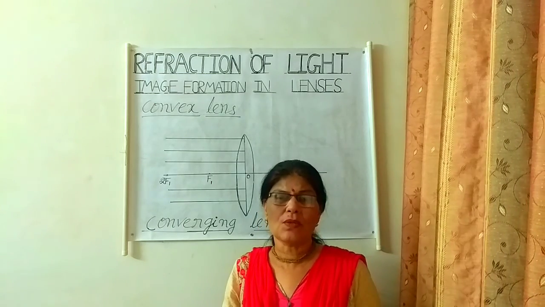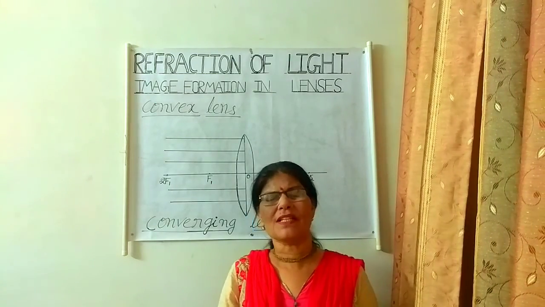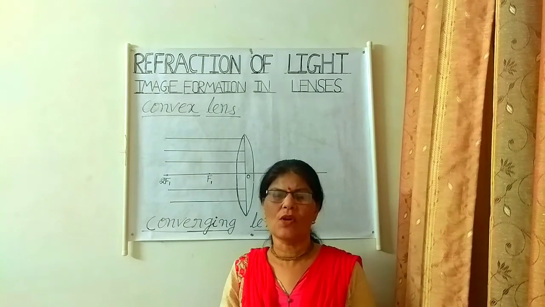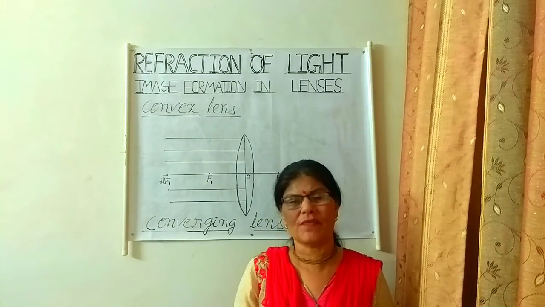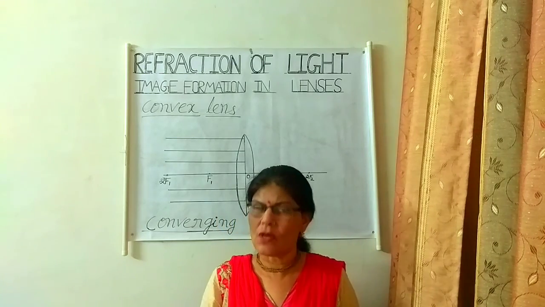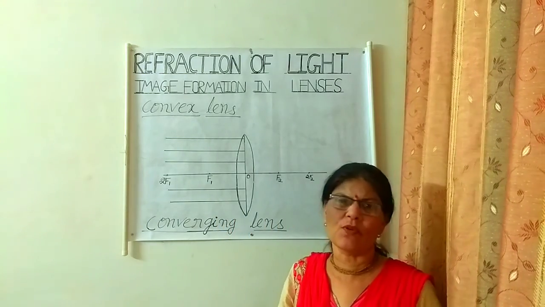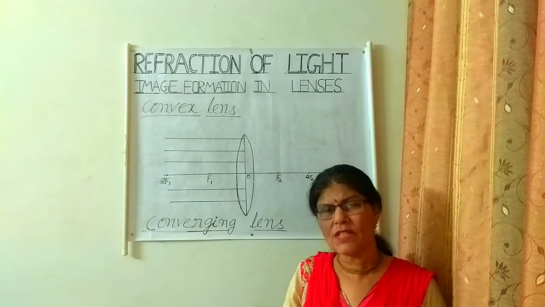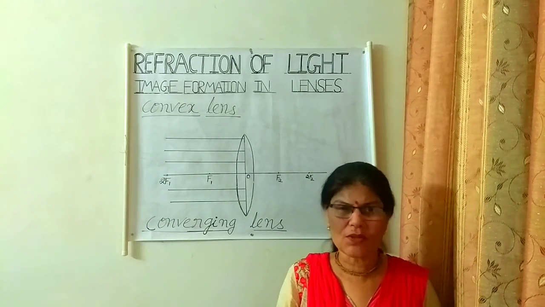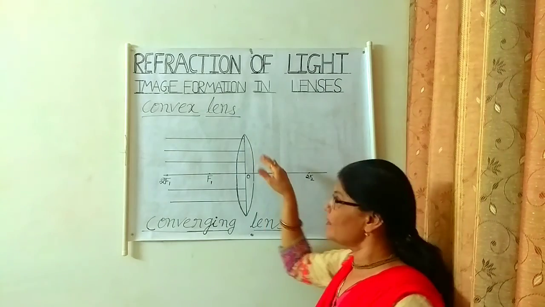burning also. So that place where the bright image of the sun is concentrated is the focus of the convex lens. That point is the principal focus of the convex lens. So in this way we can find the principal focus of the convex lens. And for ray diagrams we can show here.